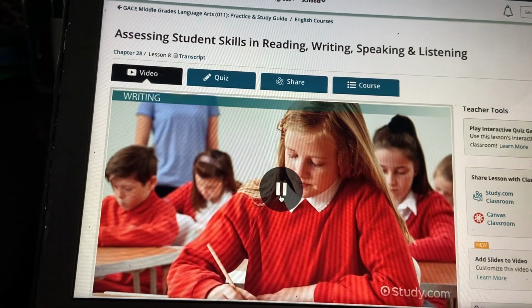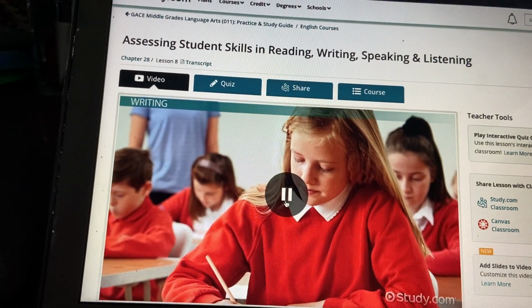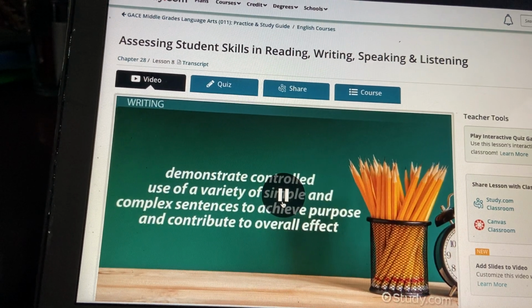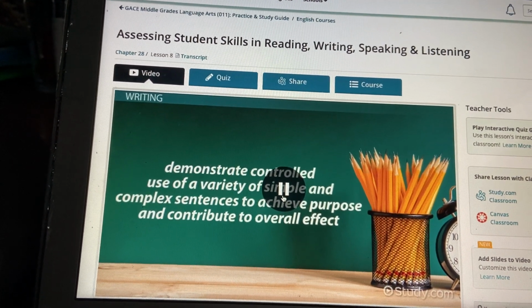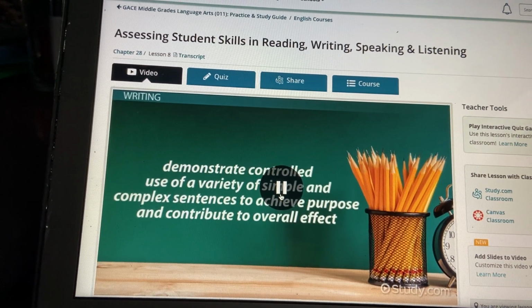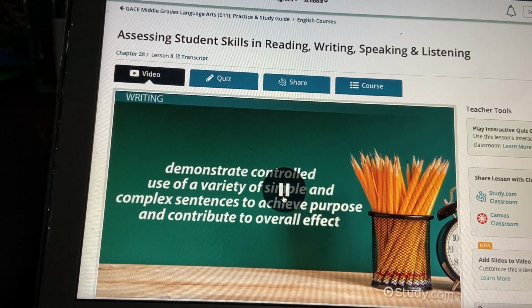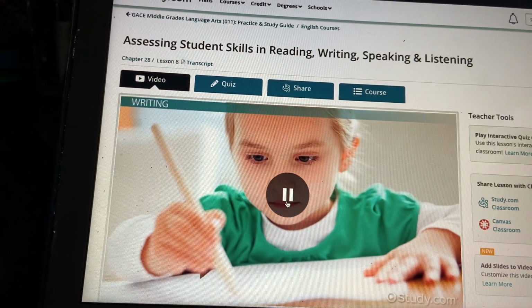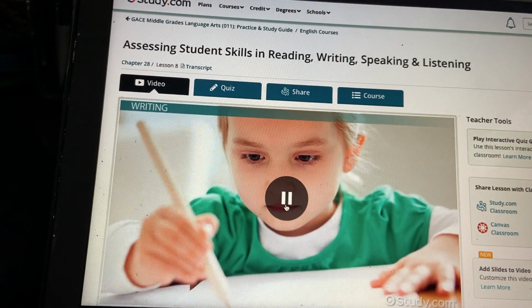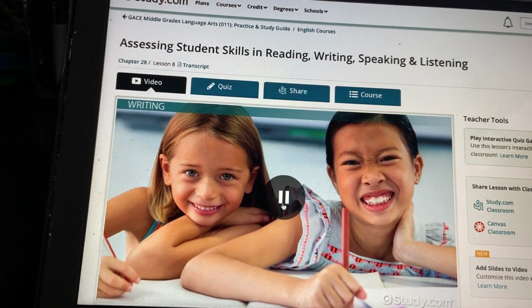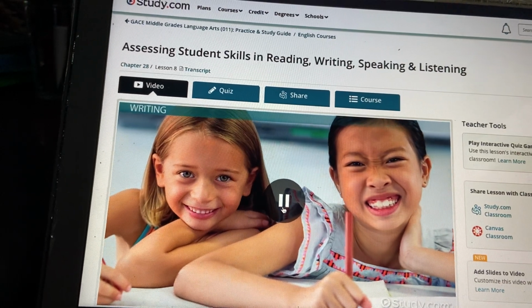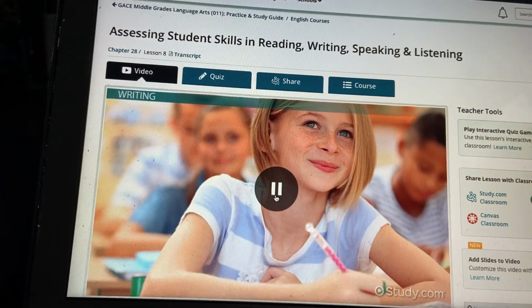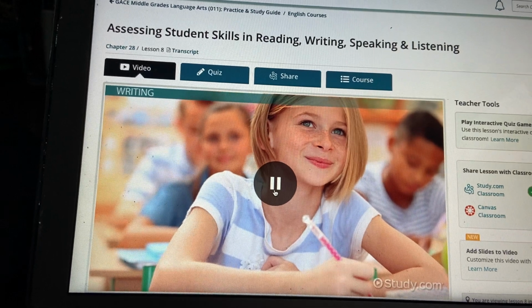Assessments for writing should center on students producing quality writing samples. Here is a sample writing standard. Demonstrate controlled use of a variety of simple and complex sentences to achieve purpose and contribute to overall effect. From this objective, you can do a variety of activities to assess your students. Let's say your students have learned the basics of simple and complex sentences. Now you have to assess whether your students can use both types in their own writing.